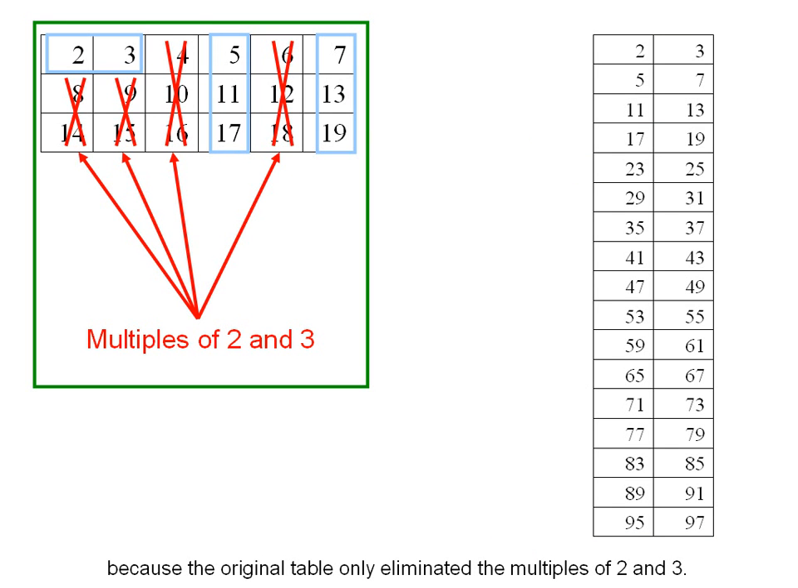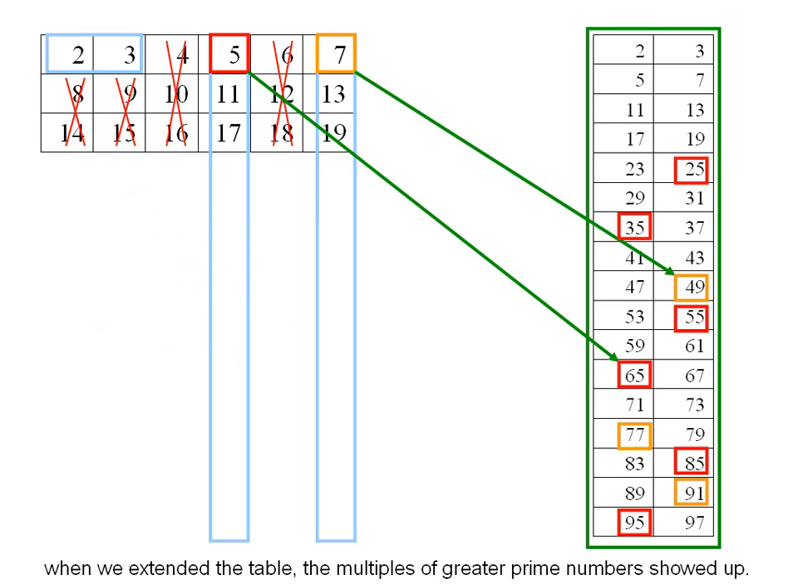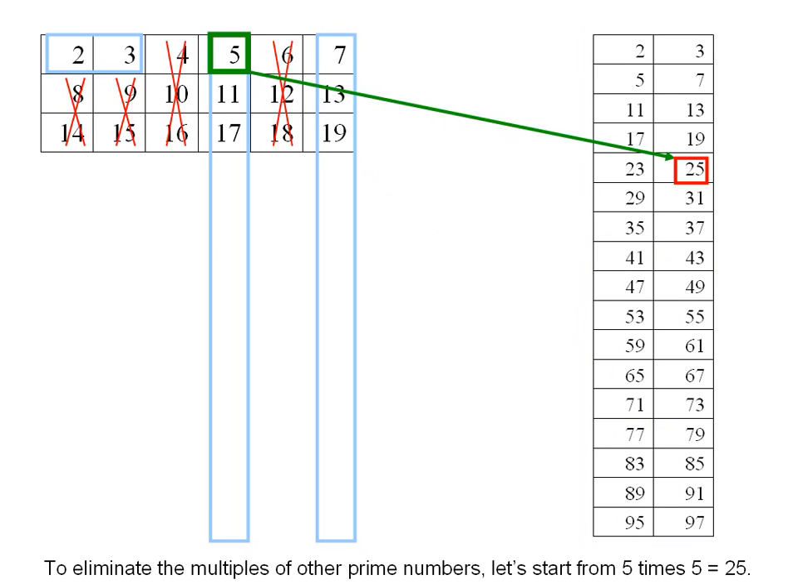Because the original table only eliminated the multiples of 2 and 3. When we extend the table, the multiples of greater prime numbers show up. To eliminate the multiples of other prime numbers, let's start from 5 times 5 equals 25.